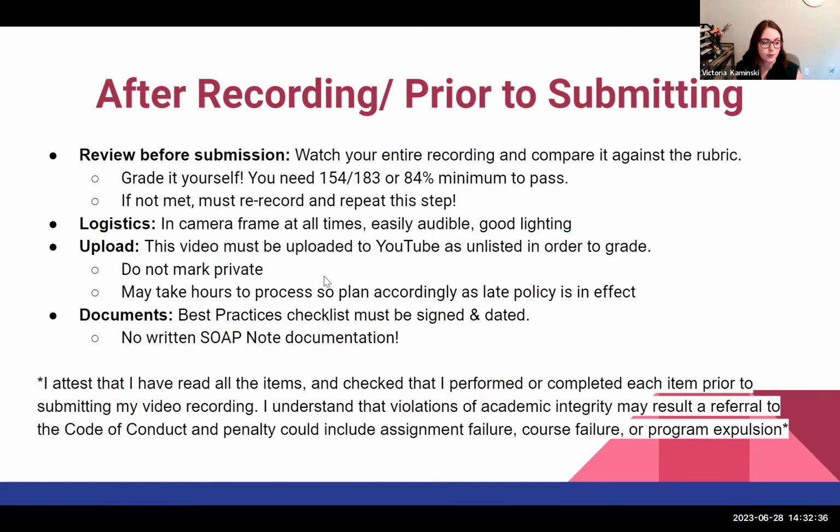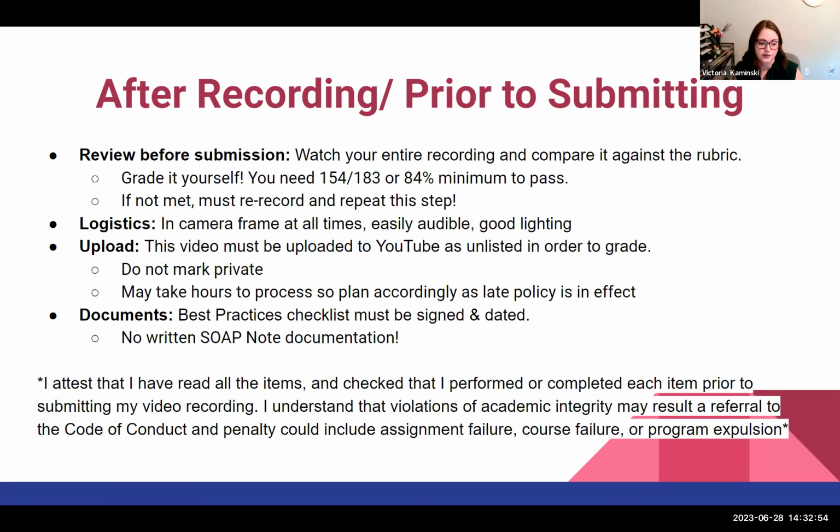If you do mark it private, we will not be able to view it, and you will get a late policy intact in terms of your grade. So if you submit the video and it's set to private and you did that on the last day, and we're trying to watch it in the next coming days, you will have a late policy in effect.